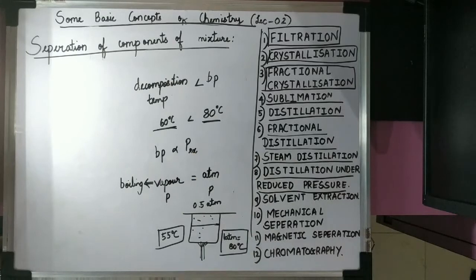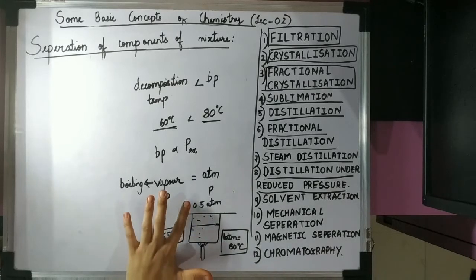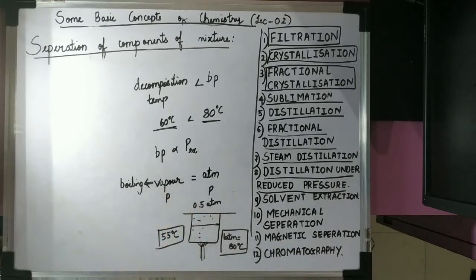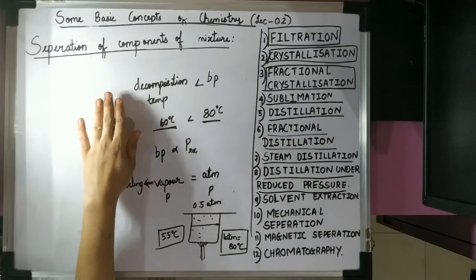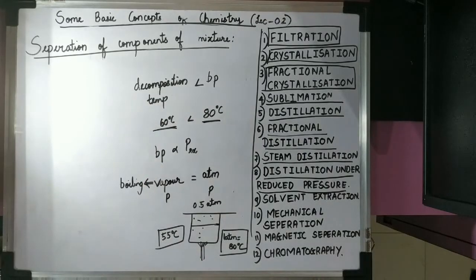Now let's say our external pressure is 1 atmosphere. By some mechanism, we are trying to reduce the external pressure. If the external pressure is reduced, we will reduce the temperature of boiling, and we will not reach the decomposition temperature. This is also used extensively in many organic labs, because there are many organic compounds which tend to decompose, and their boiling point is greater than their decomposition temperature.